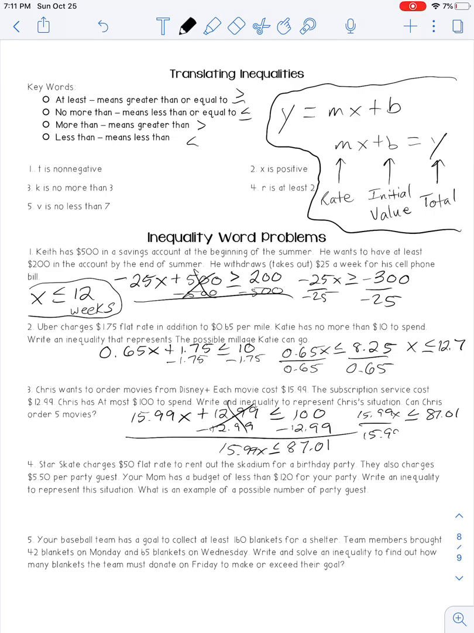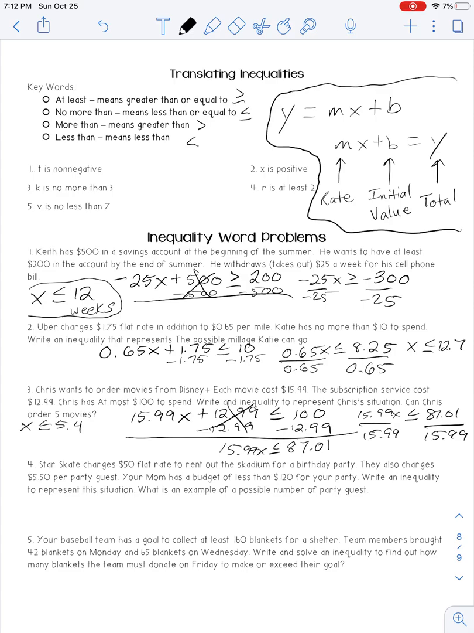You're going to divide by 15.99. So 87.01 divided by 15.99 is going to equal 5.4. So x is less than or equal to 5.4. So 5.4 movies would be about what Chris can rent.